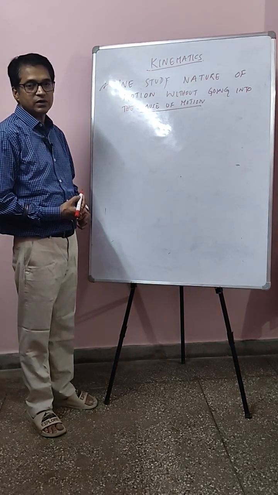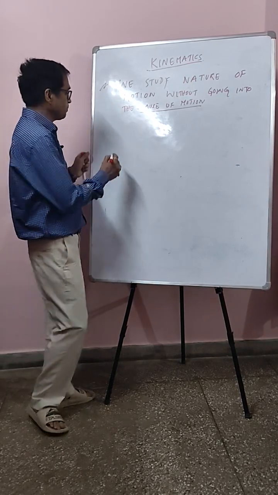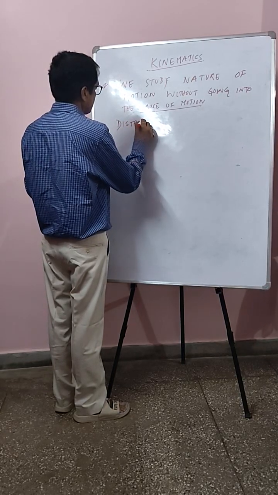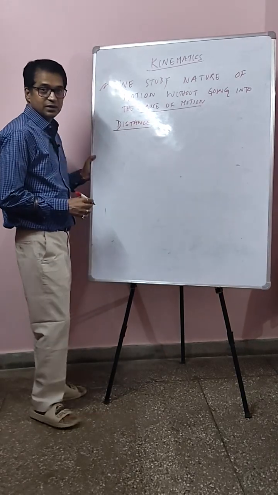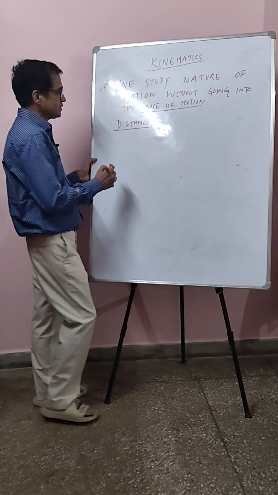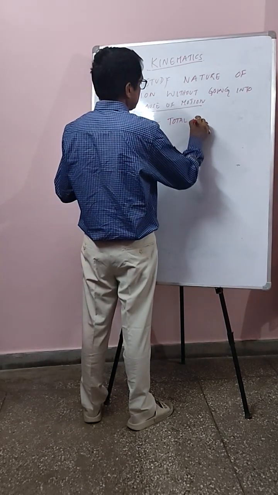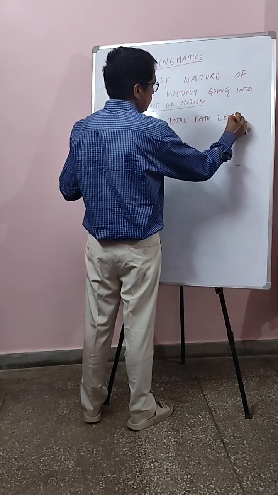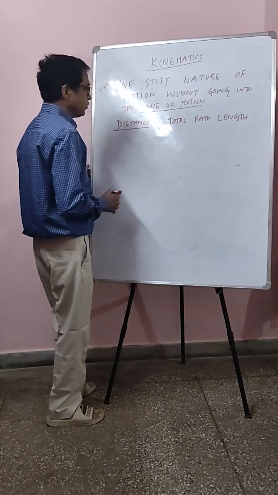The first term that I would like to define when we study kinematics is distance. What is distance? How do we define distance? It is total path length. Distance is total path length traversed between point A and point B. It is total path length traversed by body.